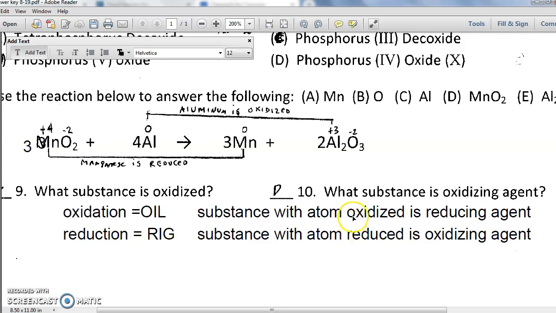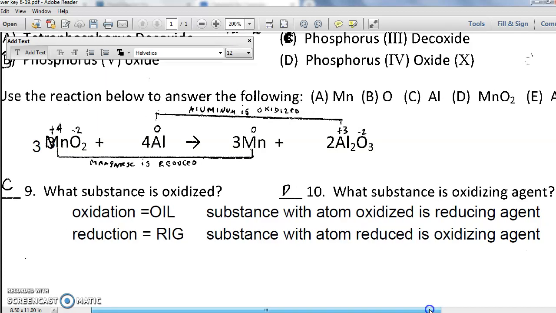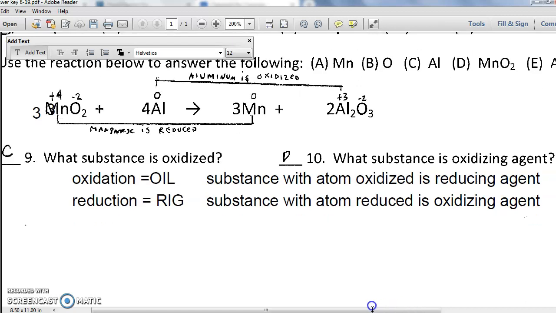Why is it that the substance that is the oxidizing agent is reduced itself? It's because if you're reduced yourself, you have to oxidize something else. If you are oxidized yourself, you have to reduce something else. So if you're oxidized yourself, you're a reducing agent, because you reduce some other substance. If you yourself are reduced, you're the oxidizing agent because you oxidize something else. So when they're asking what's the oxidizing agent, you're looking for the thing that was reduced. In this particular reaction, manganese was reduced.